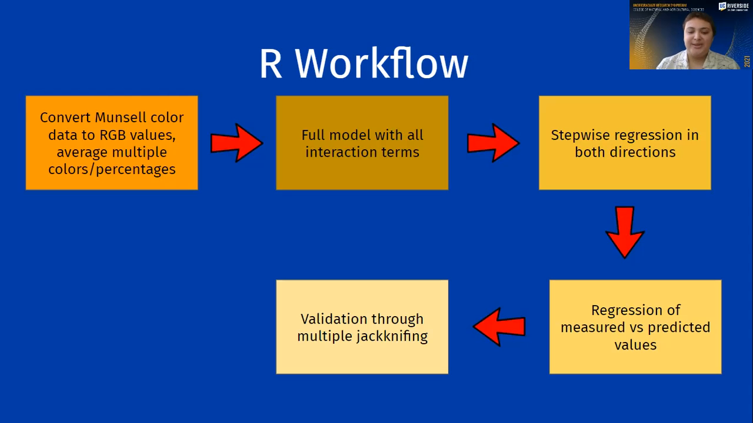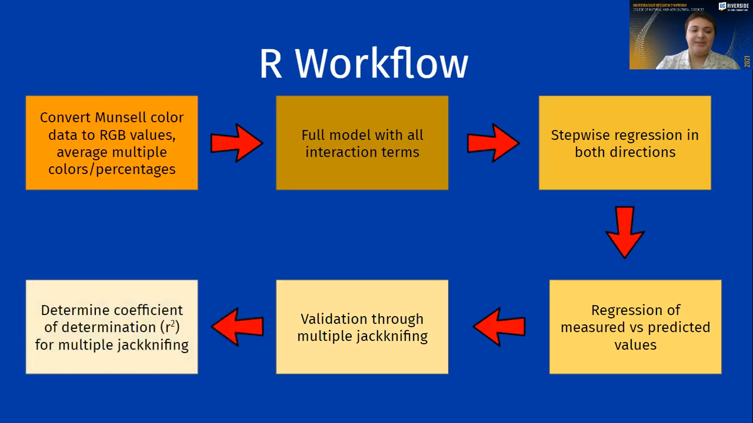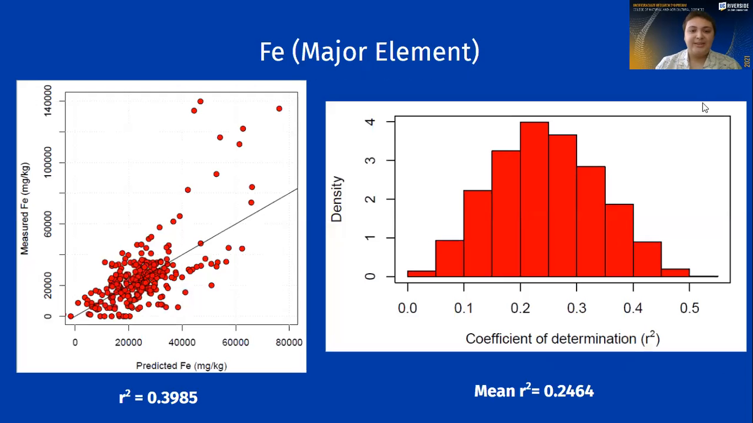It went through 2,000 rounds of multiple jackknifing with a random data set of 30% of the data set selected every single time. And from the multiple jackknifing, we were able to determine some R-squareds that I will show in the next few slides. So this is the first one I will show. This is the iron major element analysis.